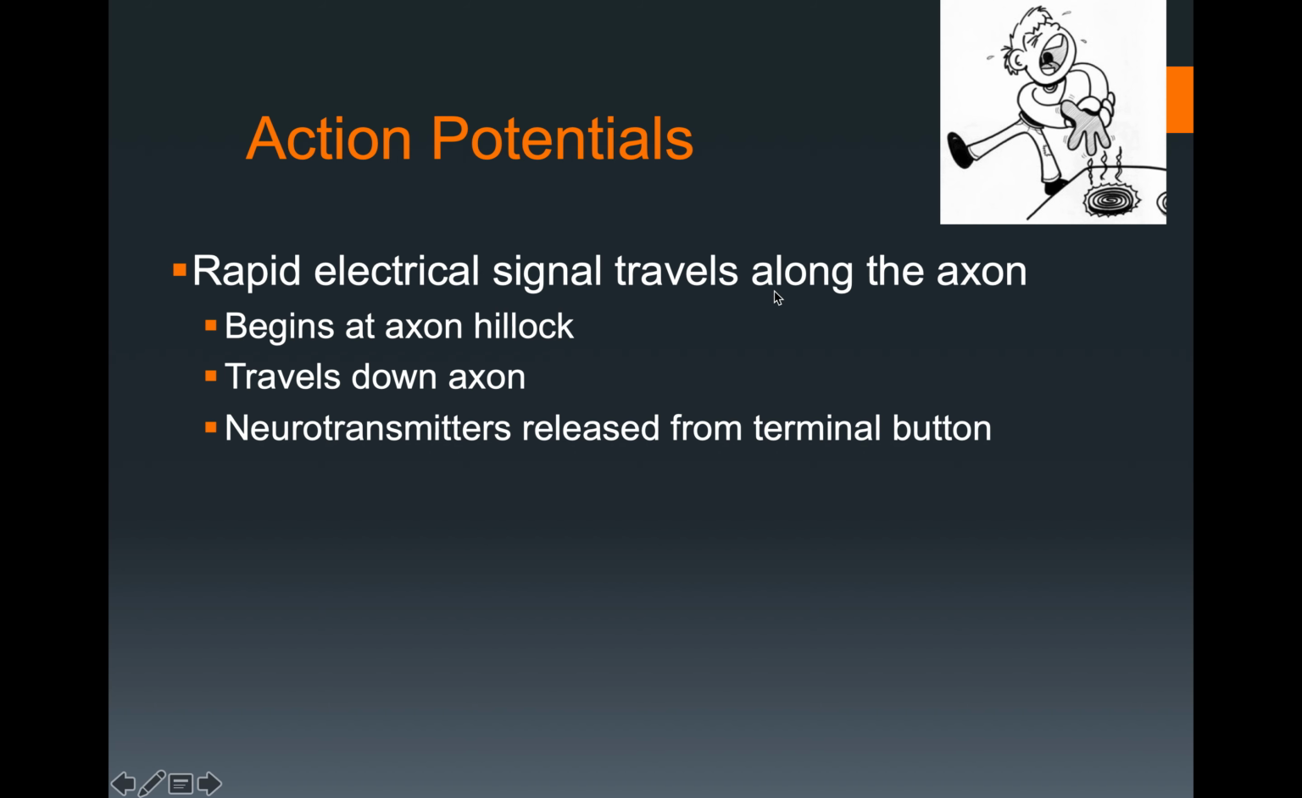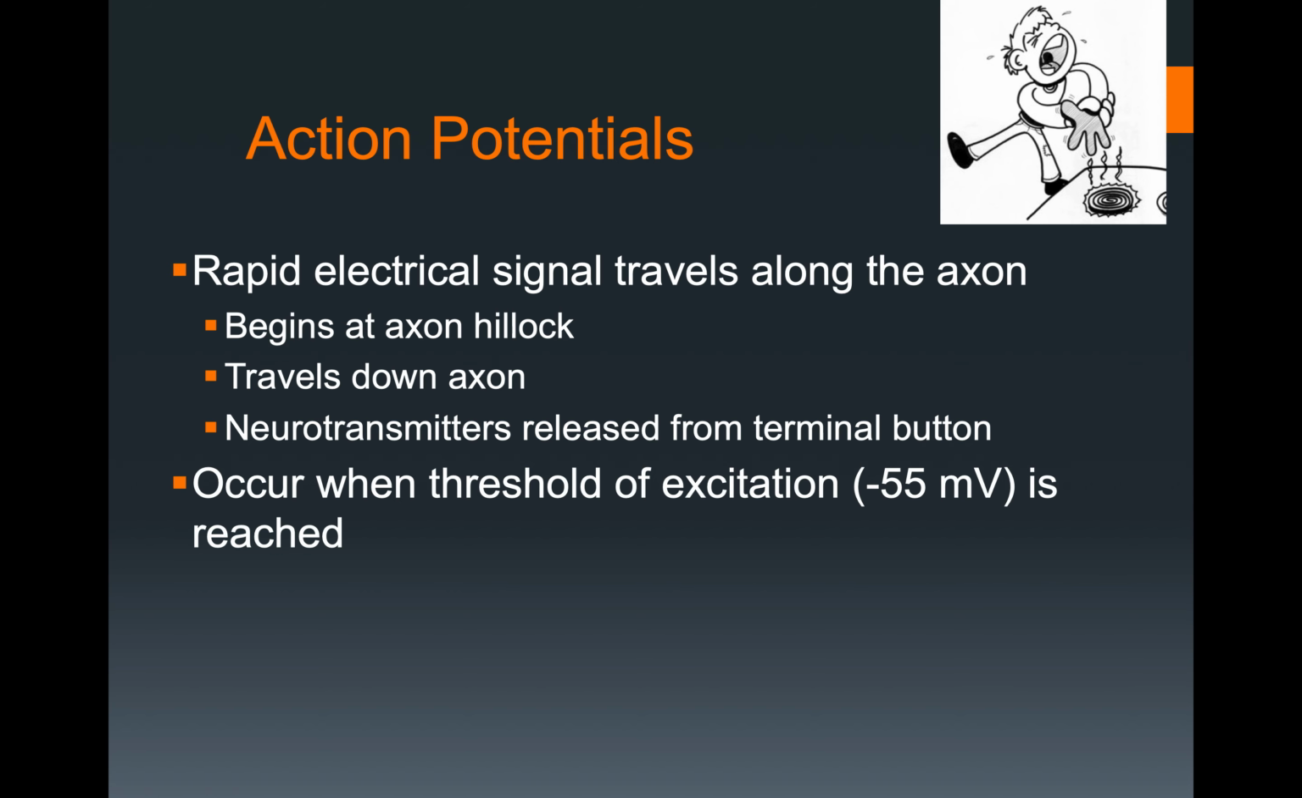So, an action potential is this electrical signal that travels down the axon. When it reaches the terminal button, neurotransmitters are released. At rest, the inside of the cell is more negative than the outside of the cell. We say it's around negative 70 millivolts. When a threshold of excitation is reached, meaning you have less of a difference between inside and outside of the cell, an action potential then occurs.